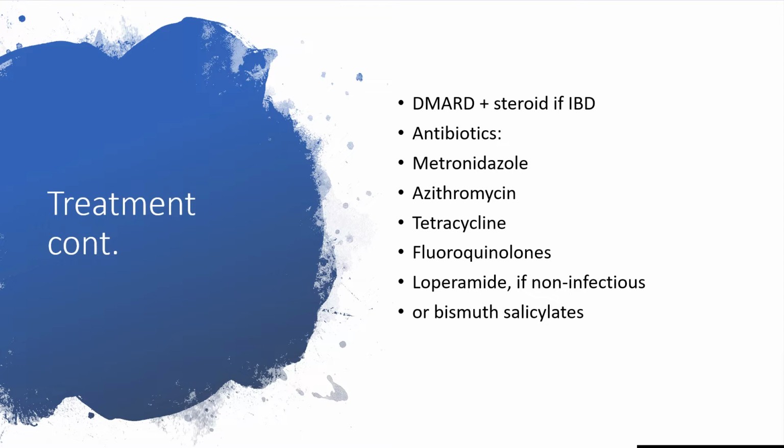Treatment still continues. You can use disease-modifying anti-rheumatic drugs with steroids if the situation is pointing to inflammatory bowel disease, ulcerative colitis, or Crohn's disease. You may be able to use antibiotics, but ironically, some of these acute diarrhea situations are actually caused by the use of antibiotics, but that is not to say we will never use antibiotics anymore. Clostridium difficile, formerly known as Clostridium difficile, is actually secondary to antibiotics usage.